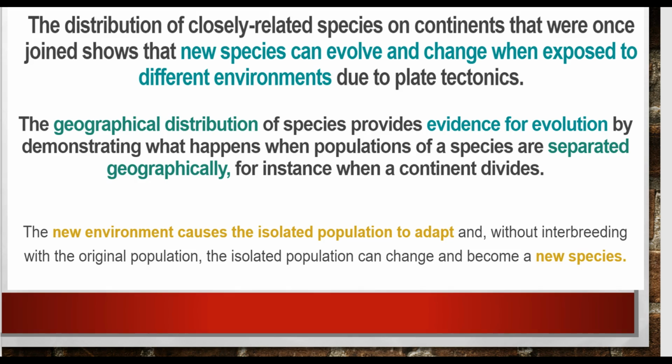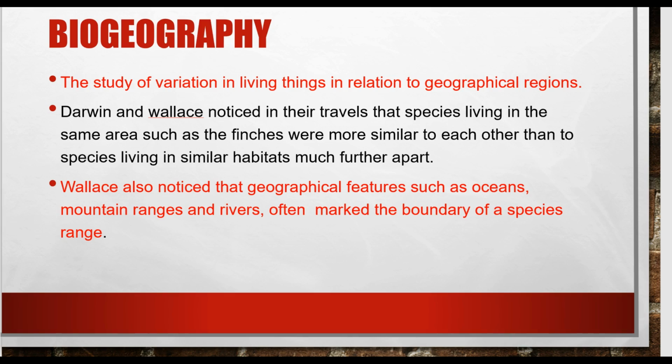Add to that then, we can have those changes. They haven't got that interbreeding with the original population. It's only now that new population, and that can give rise to a new species. So biogeography is the study of variation in living things in relation to their geographical regions. And as I said before, Darwin and Wallace noticed in their travels that we had finches in some areas that were more similar than others in areas that may have been closer, and some might have been more similar when they were quite a long way away.